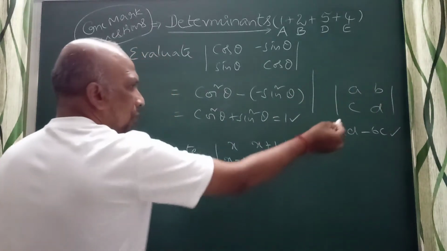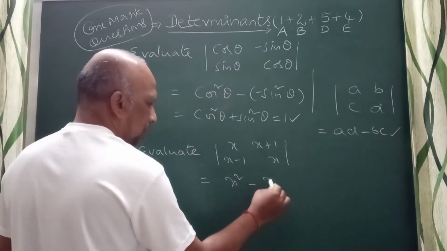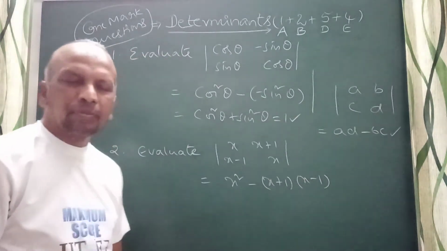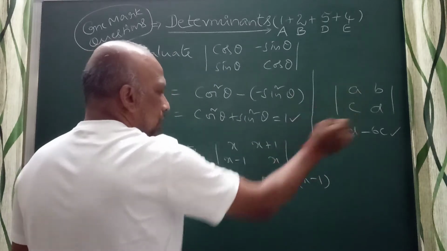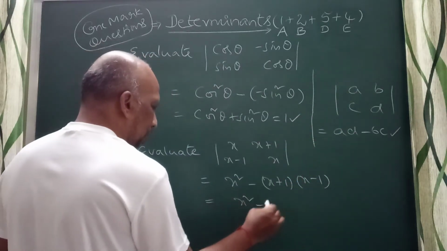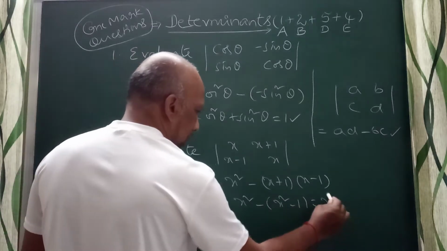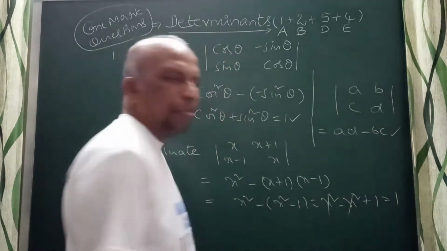Follow this one. In the same way, this is equal to x into x square minus of x plus 1 into x minus 1, right? Because I explained here, this is equal to this. Now x square minus of a plus b a minus b, x square minus 1, x square minus x square plus 1, it gives 1.